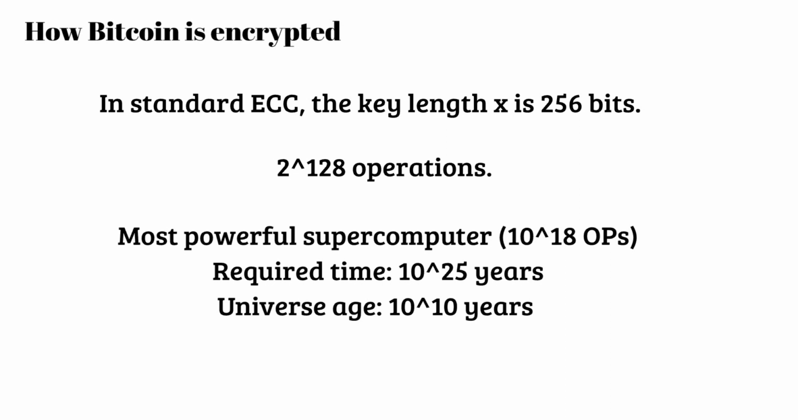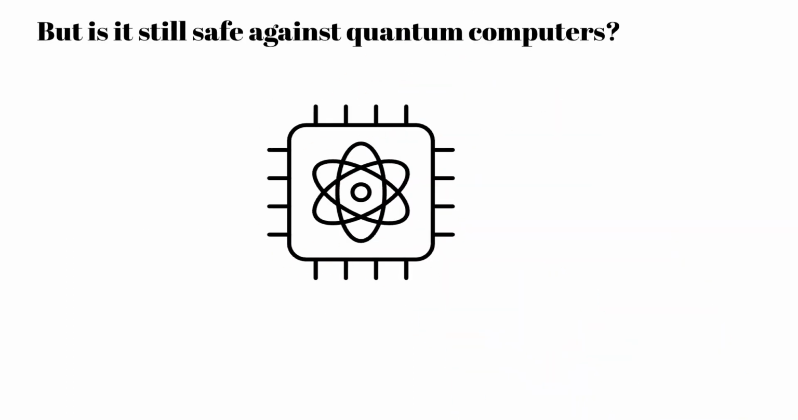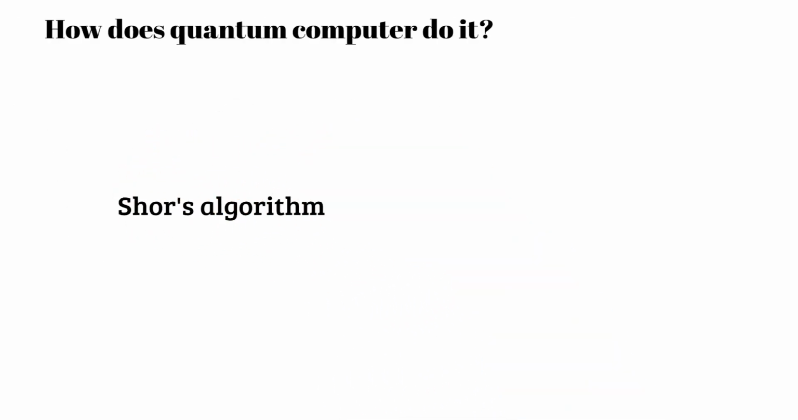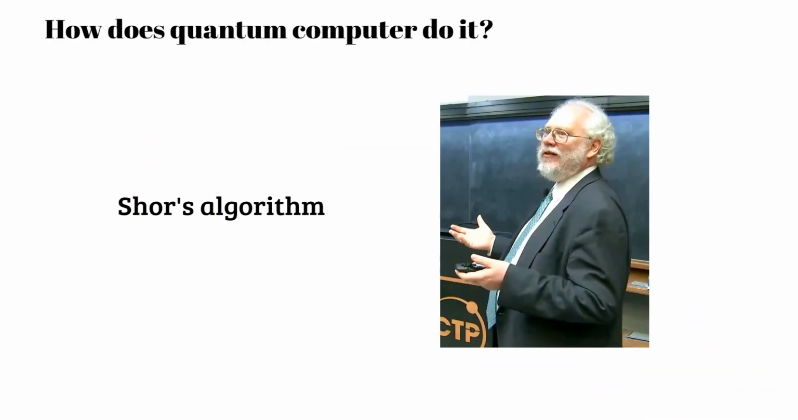ECC seems unbreakable with classical computers, but what if we add quantum power? In theory, a fully operational quantum computer could crack 256-bit ECC in just a few hours, turning today's secure encryption into tomorrow's solvable puzzle. So, how can a quantum computer crack ECC so fast? The answer lies in Shor's algorithm. Developed by mathematician Peter Shor, it uses quantum parallelism to factor large numbers and solve discrete logarithms, tasks that stump even the most powerful classical supercomputers.